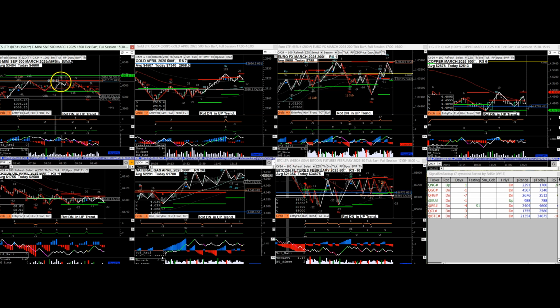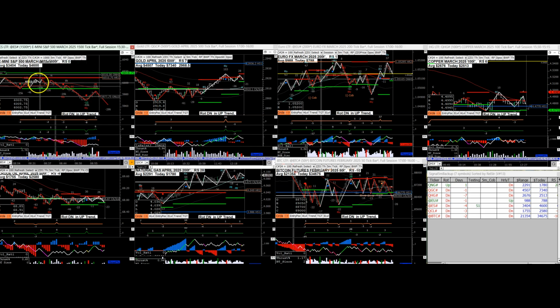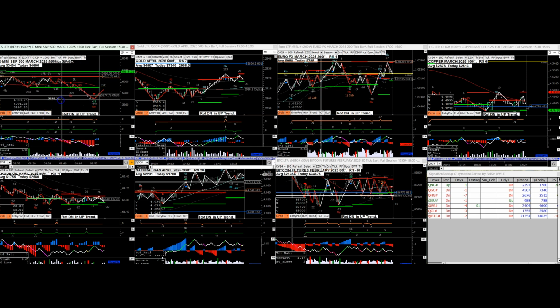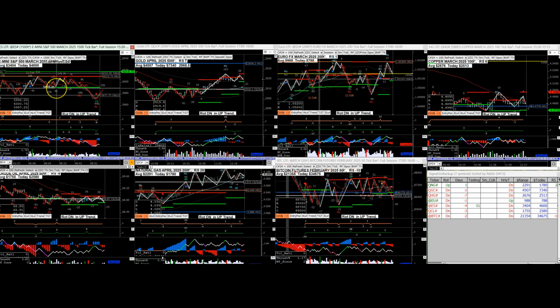But it tried once, it tried twice, it tried 3 times, and you had this minor breakdown right here, which initiated this entire move. And so once this happens, you can try to get in on the other side because this is a clear failure.